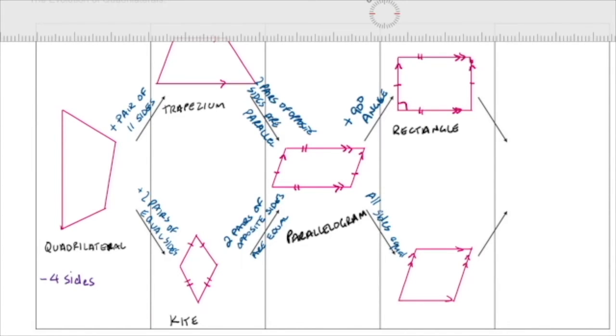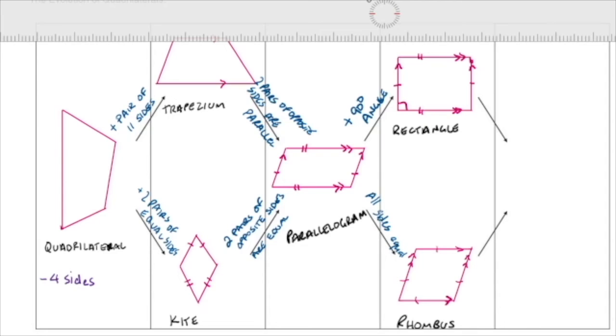Okay, but this time we also have all 4 of those sides are actually equal. So we just need one little dash on all of those sides. And what we've got now is this special shape called a rhombus. So that one's a rhombus. Okay.